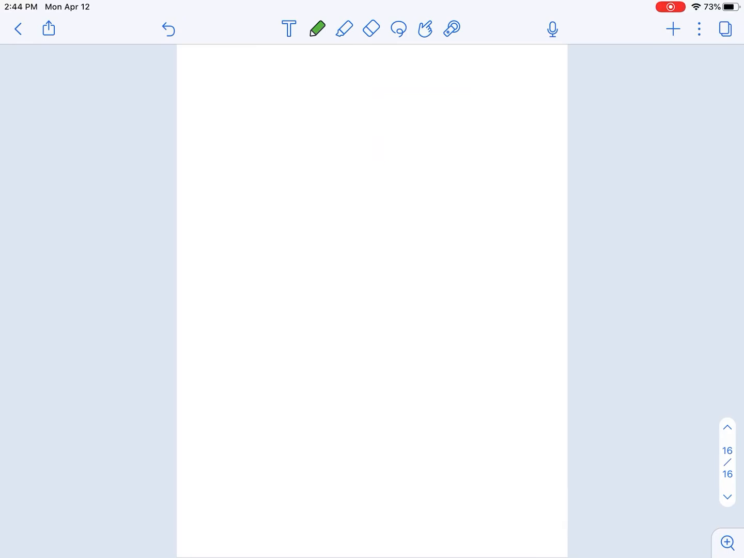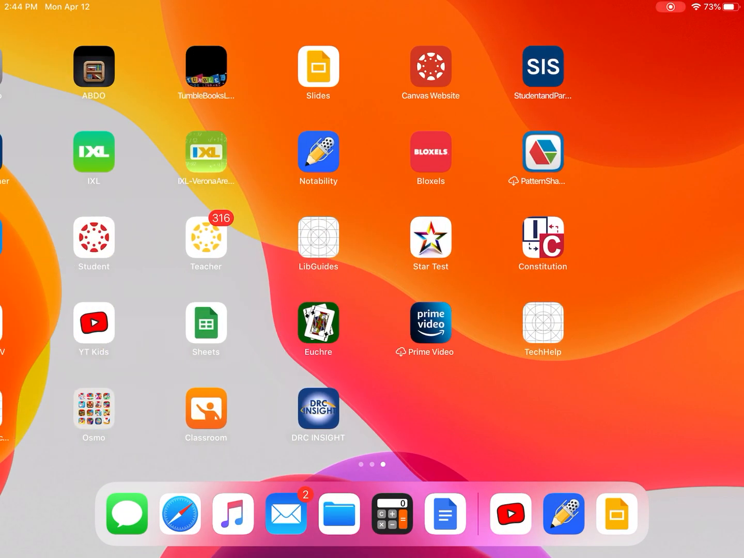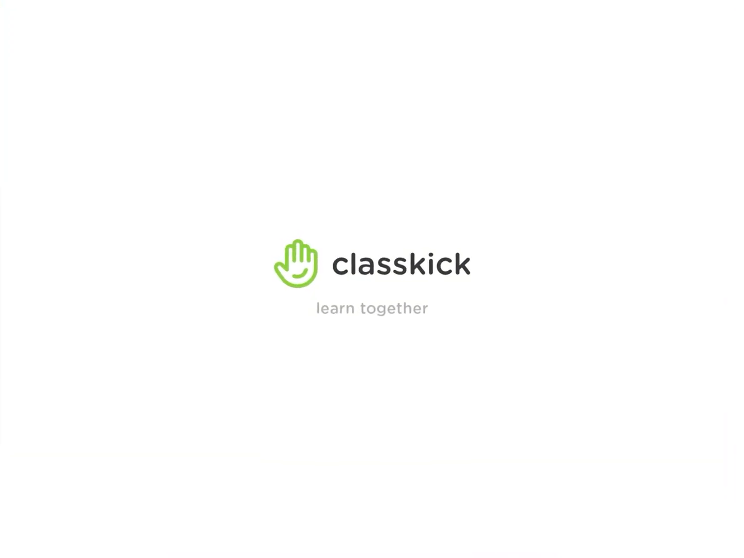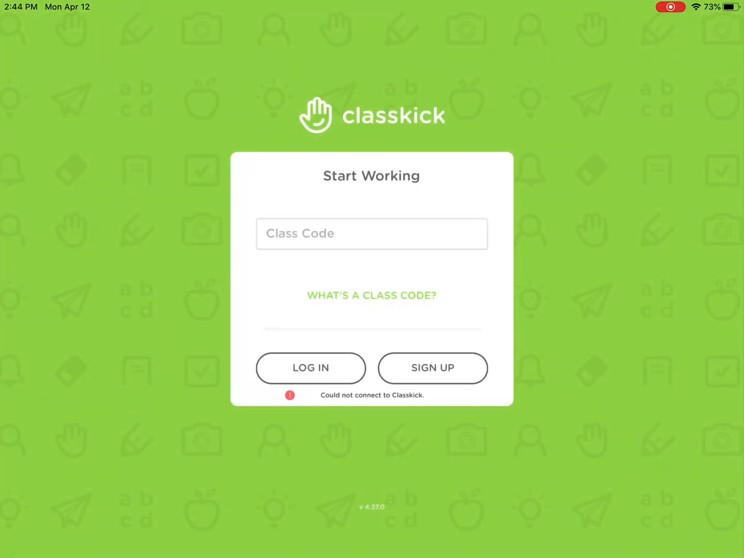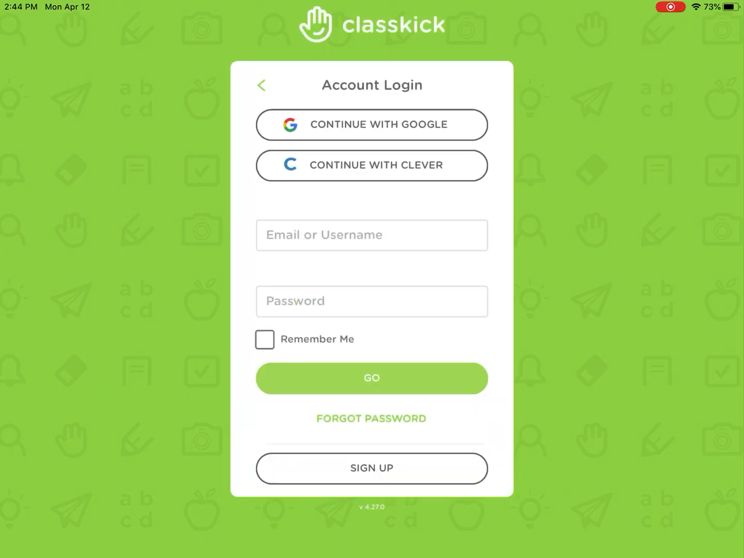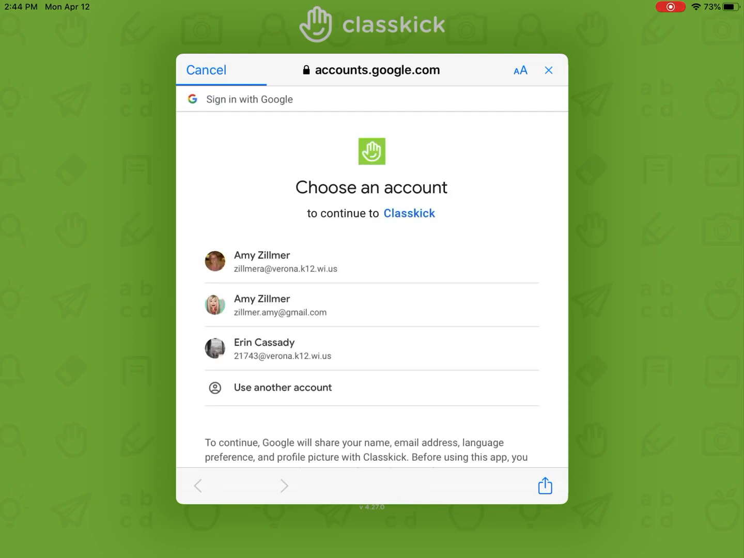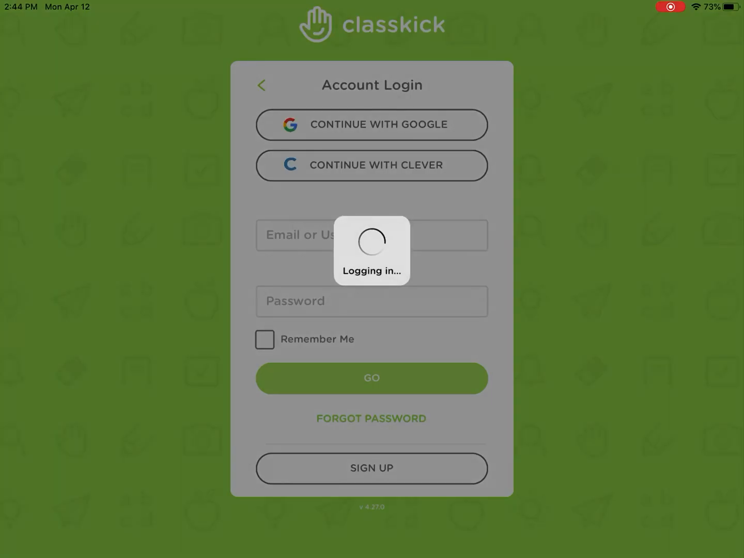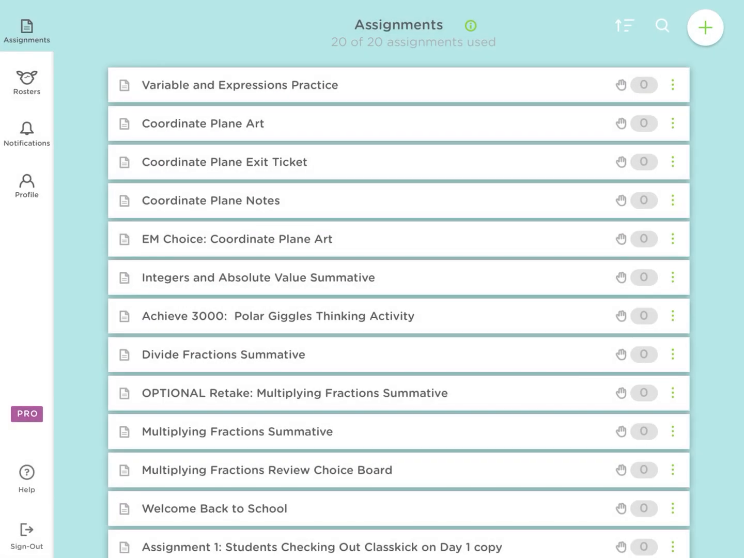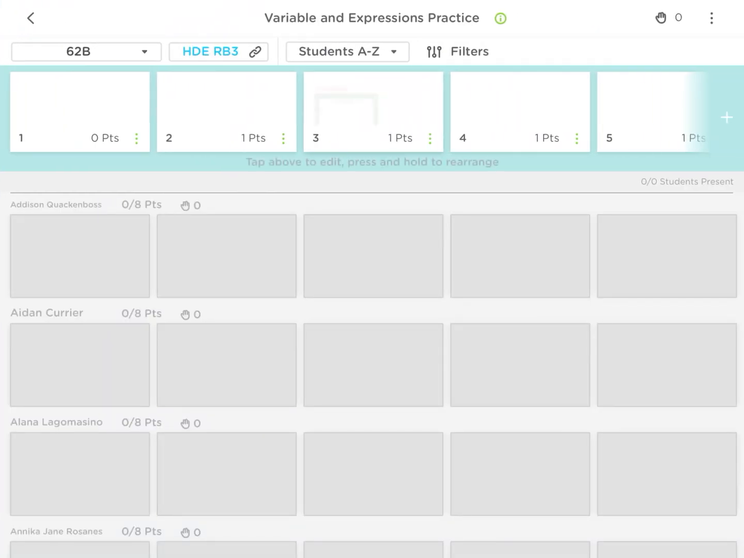Let me open the assignment so that you can look at it. Should have been a little bit more prepared there. On this assignment, you're going to choose which level you want to work on. And you're going to complete either one problem from each slide or two problems from each slide. So the assignment is called Variables and Expressions Practice.